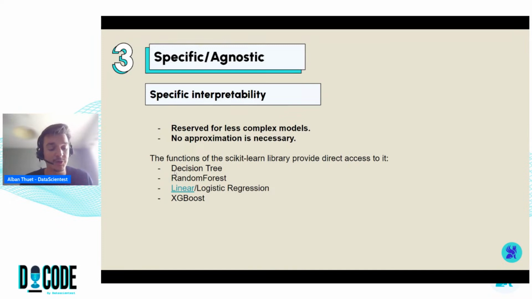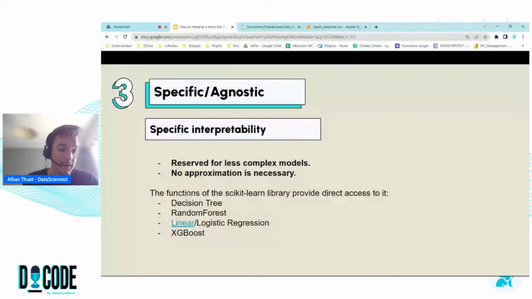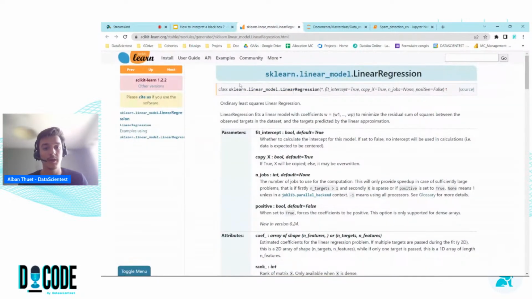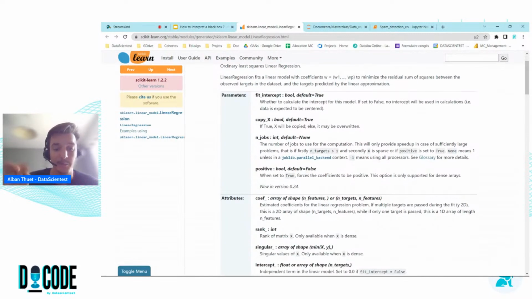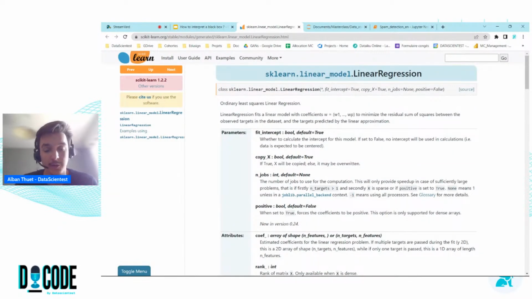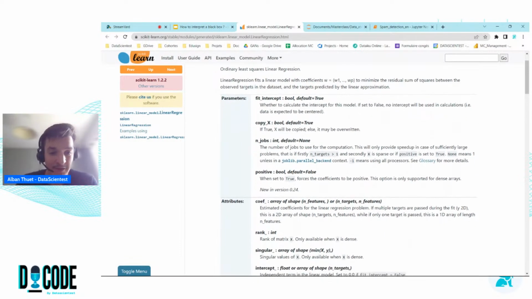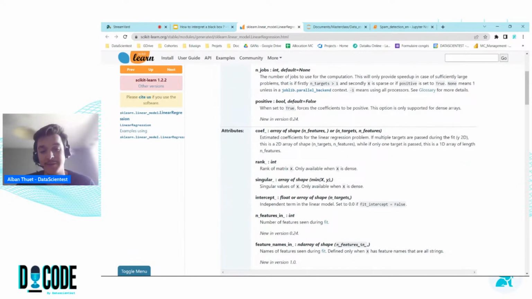So if you want to use specific interpretability, you would be able to use it with, for example, decision tree, random forest, linear regression, logistic regression, also with XGBoost. And to do so, I will try to show it. You will be able to do it using some methods, some attributes based on the scikit-learn library. So for example, here, you can see that there is an attribute called coef, and this attribute will give you the estimated coefficients for the linear regression problem. So this will give you a way of understanding what are the coefficients that were learned in order to make the linear regression.